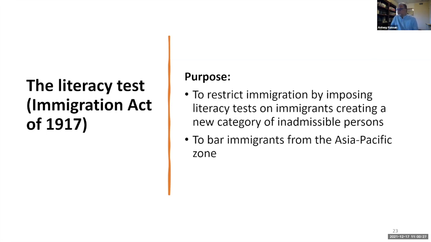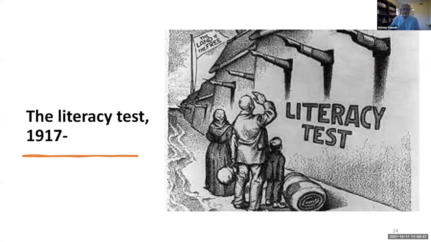You could be inadmissible if you had disease, if you didn't have the right papers, and so on and so forth. But literacy was yet another new category introduced. It also barred immigrants from the Asia-Pacific zone. Here's a cartoon from a newspaper which shows America as the land of the free with a huge wall, and the wall is the literacy test.